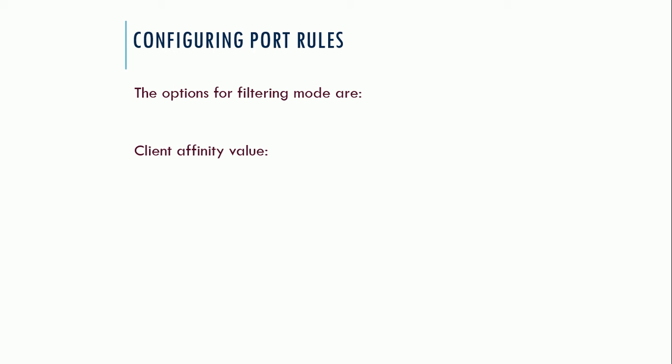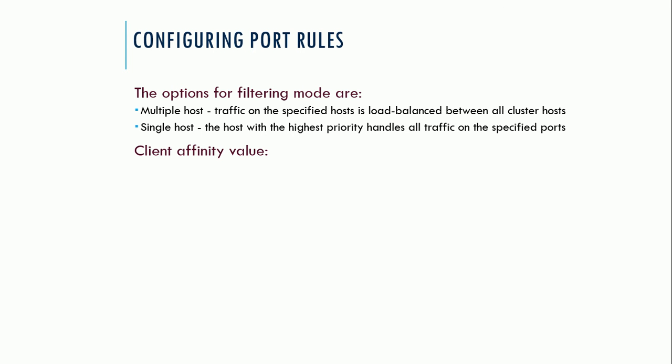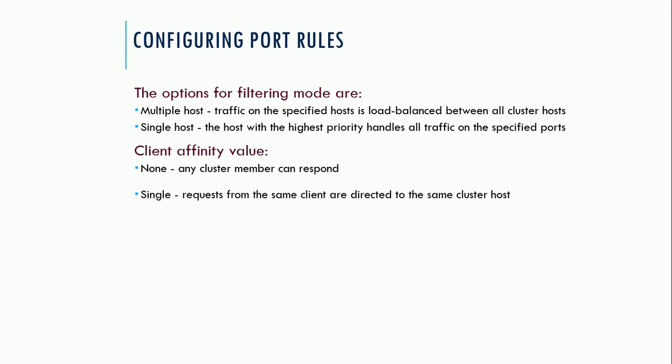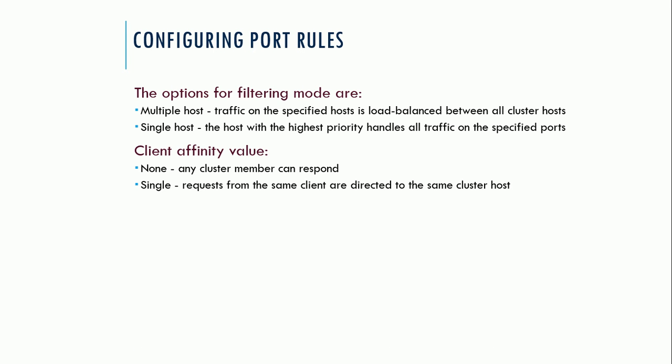So the options for filtering mode are multiple host, where the traffic on specific hosts is load balanced between all cluster hosts, or single host, where the host with the highest priority handles all the traffic on the specified ports. So the affinity rule is none. Any cluster member can respond when you have no affinity. Single is when requests from the same client are directed to the same cluster host. And network, where a single cluster host responds to connections coming from a specific IP network.